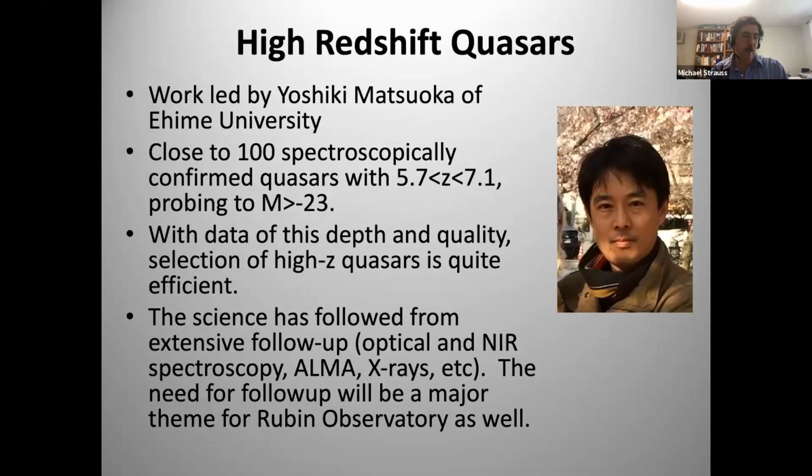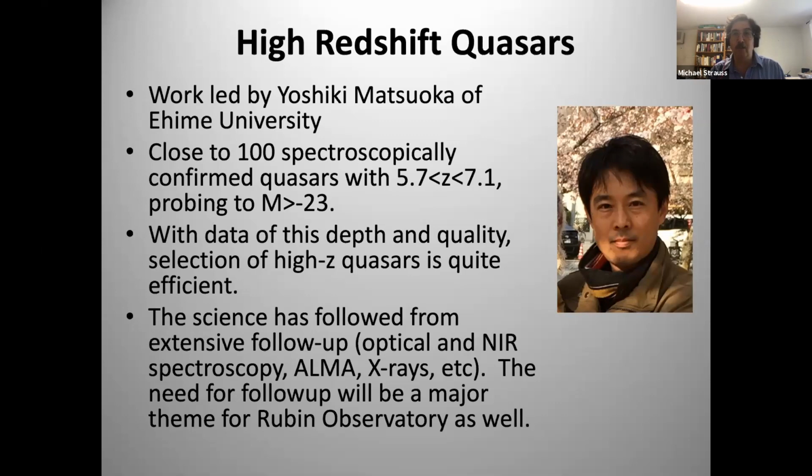So I want to talk through some of the science results that have come from HSC and use this opportunity to make some points about where there are lessons to be learned or scientific opportunities going forward for the Rubin Observatory. High redshift quasars has been a game that I've been involved in a very long time, and Yoshiki Matsuoka has been the person leading this effort at Ehime University in Japan. We now have close to 100 spectroscopically confirmed quasars with redshifts above 5.7. Our highest one is just under 7.1.